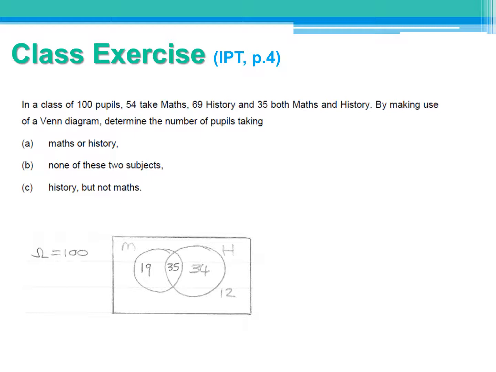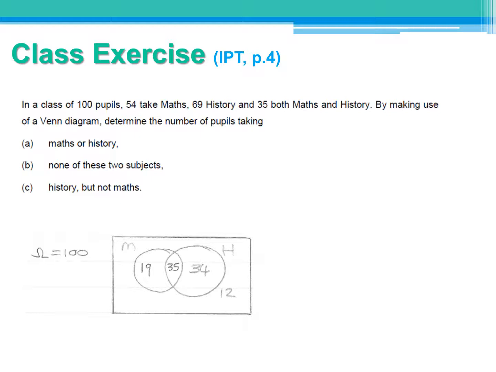So if I subtract the 35, I'm left with 19 that take only maths. And then for history, there's 69 in total. So if I subtract the 35, I'm left with 34. So that's the pupils that take only history. If you add all those amounts, you will get 88 in total. So that means that the other 12 will not take maths or history.